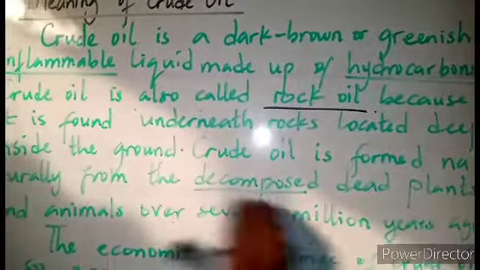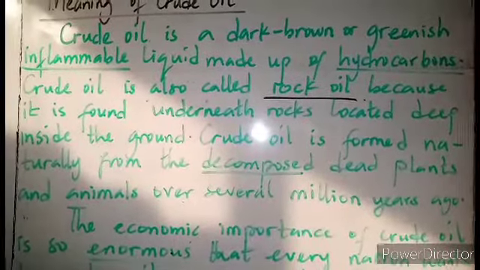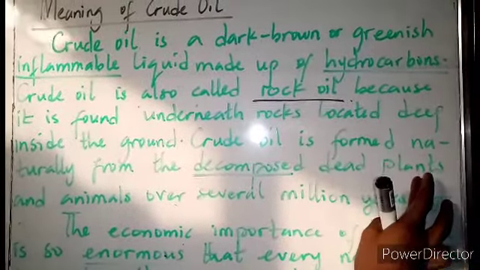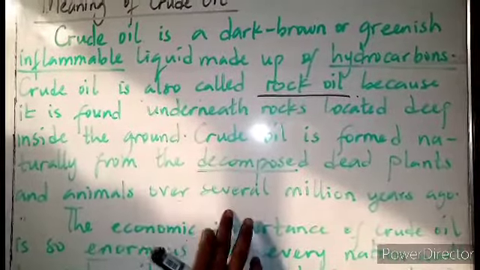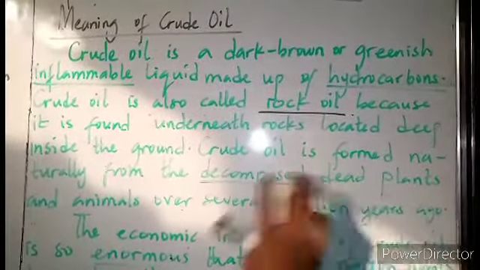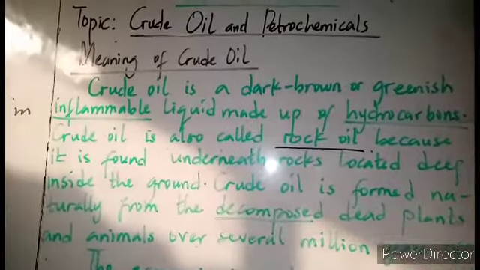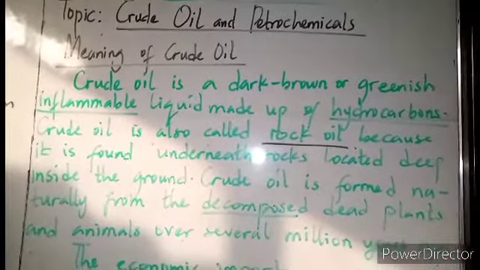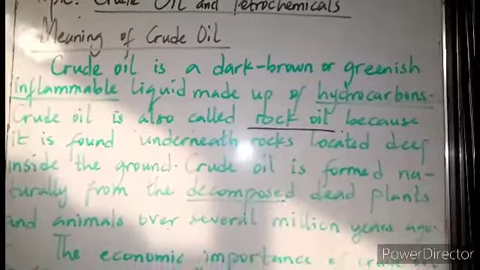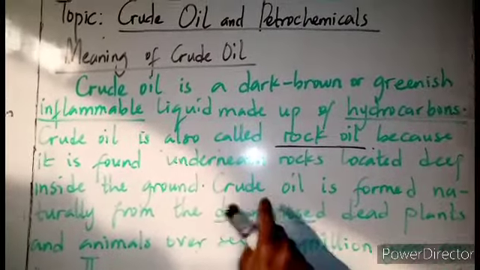Crude oil is formed naturally from decomposed plants and animals. Decomposed means no longer used, spoiled, dead plants and animals over several million years ago. So some dead animals and dead plants that have decayed in the ground mix up together and form some liquid. And that liquid turns dark brown or greenish, then it automatically becomes what we know as crude oil. That's the meaning of this.